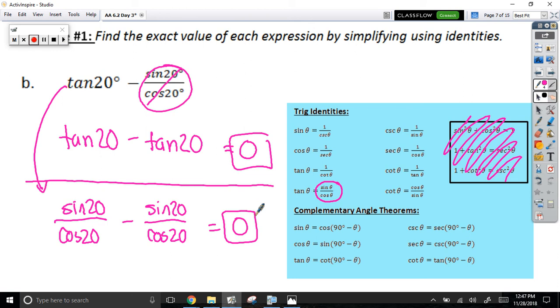Okay, some students, they'll change this to sine over cosine, then they'll change this to tangent. Like you want them to look alike. Okay, sometimes you do have to change both. Rarely, but.